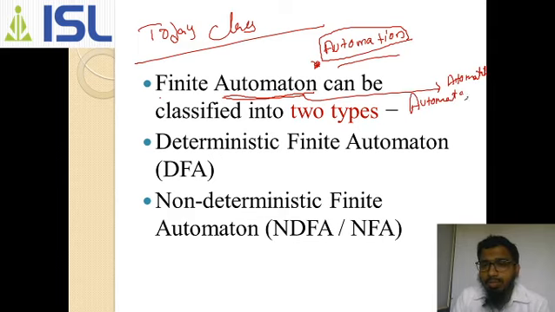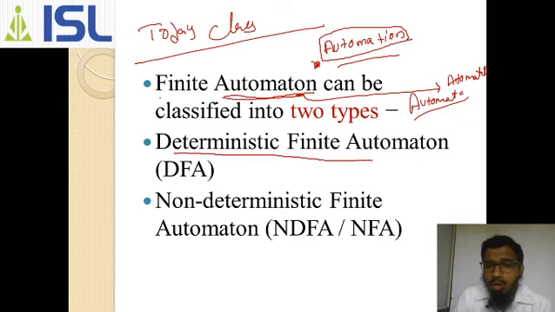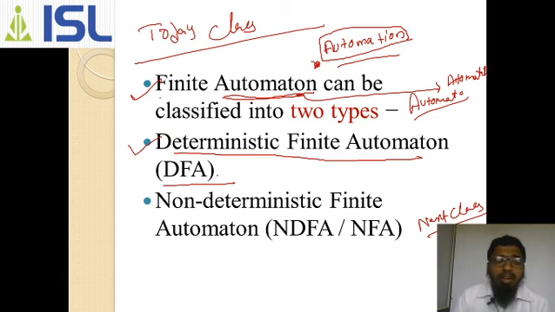Automata. This is automation, which can be classified into two types: deterministic finite automation and non-deterministic finite automation. Today we are going to see only the deterministic finite automata, DFA. The other will be in the next class.